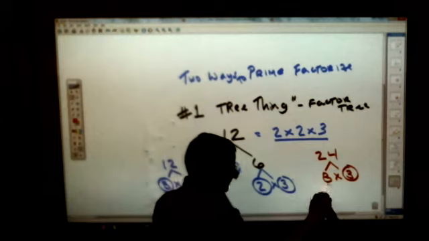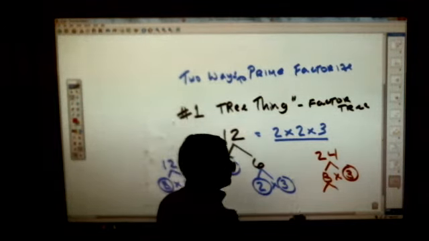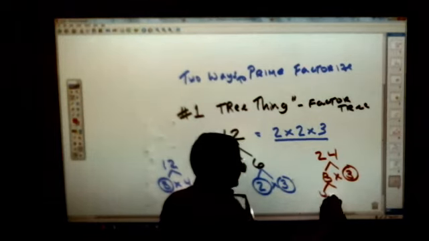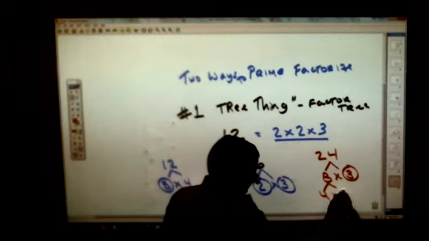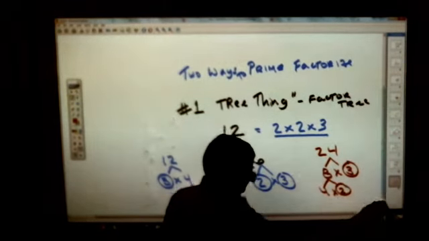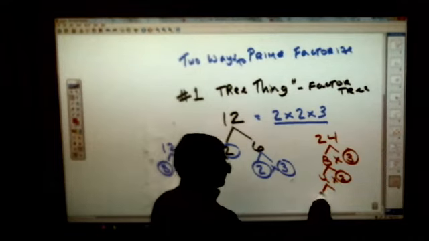8 is a composite number, so I have to break that down into what times what, Andrew? 4 times 2. Are those both prime? 2 is, but 4 can be broken down some more. What times what is 4? 2 times 2.